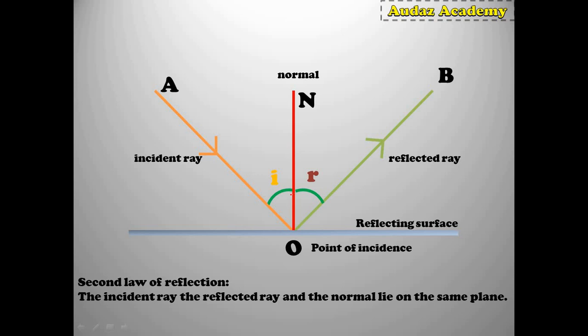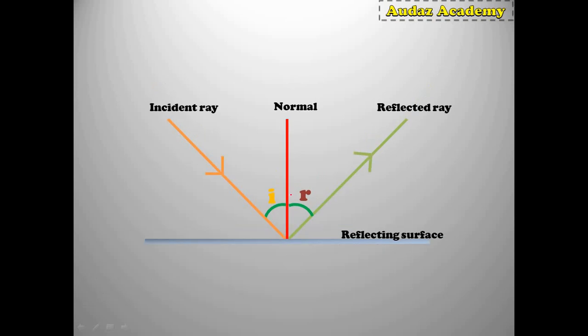Next, the third law of reflection of light is: the incident ray and the reflected ray are on the opposite sides of the normal. So as you can see, ray AO and ray OB are separated by a straight vertical line which is the normal, and they both are on either side of the normal. This is the basic diagram of reflection of light, where the incident ray is on the left side of the normal, the reflected ray is on the right side of the normal, angle I is the angle of incidence, and angle R is the angle of reflection or reflected angle.